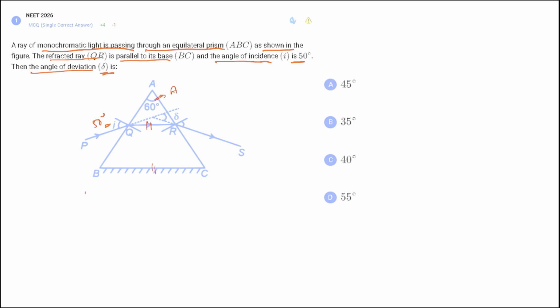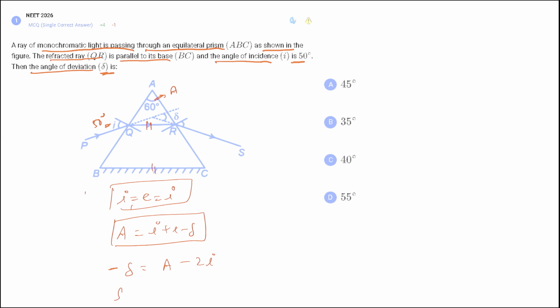So we are going towards the next question. That question is given to you, this one, right? In this case, they are saying that i and e are equal, and now we know that i and e are equal. So we can say that A is equal to i plus e minus delta, according to the given formula. So we can say that minus delta is equal to A minus 2i, right? So we can say delta is equal to 2i minus A. This is the formula.